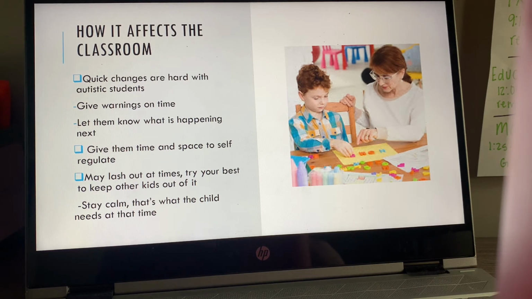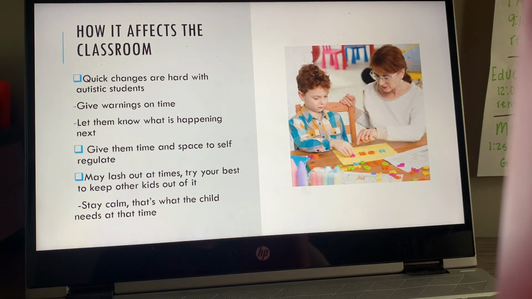So along with that, they may lash out at times. They probably don't know that they're doing it, but they are, and they are not going to know how to stop it. So at that point, it's best to try and keep the other kids in your class out of it and to stay calm, because that's what the child needs at that time. It's not going to help if the teacher is yelling at them to stop lashing out. It's also not good to restrain them.